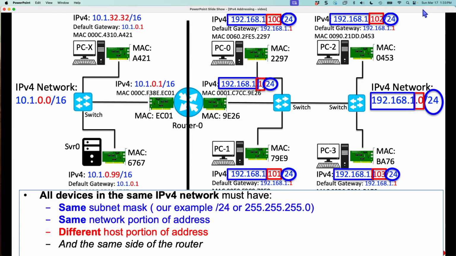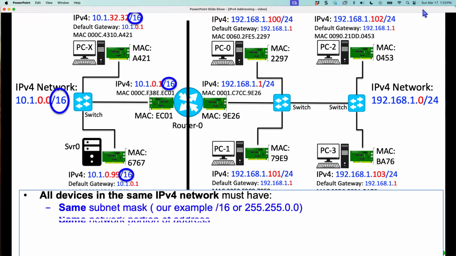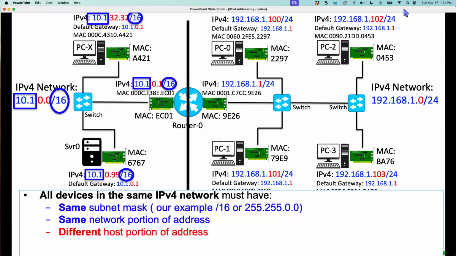Also, they must be on the same side of the router, over on the left here. Again, same subnet mask, /16, and same network portion. In this case, it's just 10.1. That's because of the subnet mask, which is /16. It says just the leftmost 16 bits, 10.1, identify the network portion. We'll be talking more about that in a moment. They do have unique host portions of their address, which is the second two numbers, the second 16 bits.